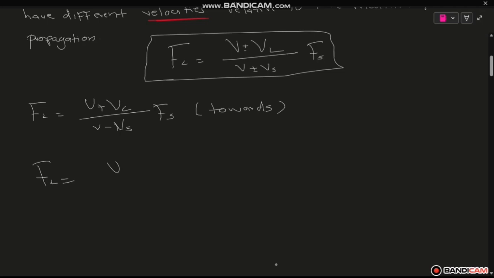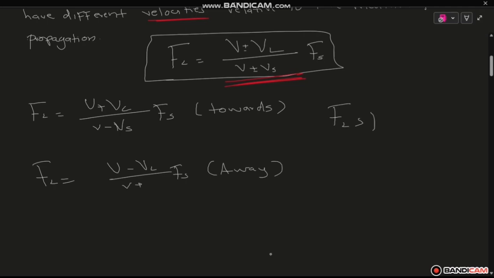Then we use FL equals (V minus VL) over (V plus VS), times Fs. I forgot VS there. We use this formula only when we're talking about away. I hope it makes sense. But before you choose the formulas, you start by writing that formula: FL equals (V plus or minus VL) over (V plus or minus VS).